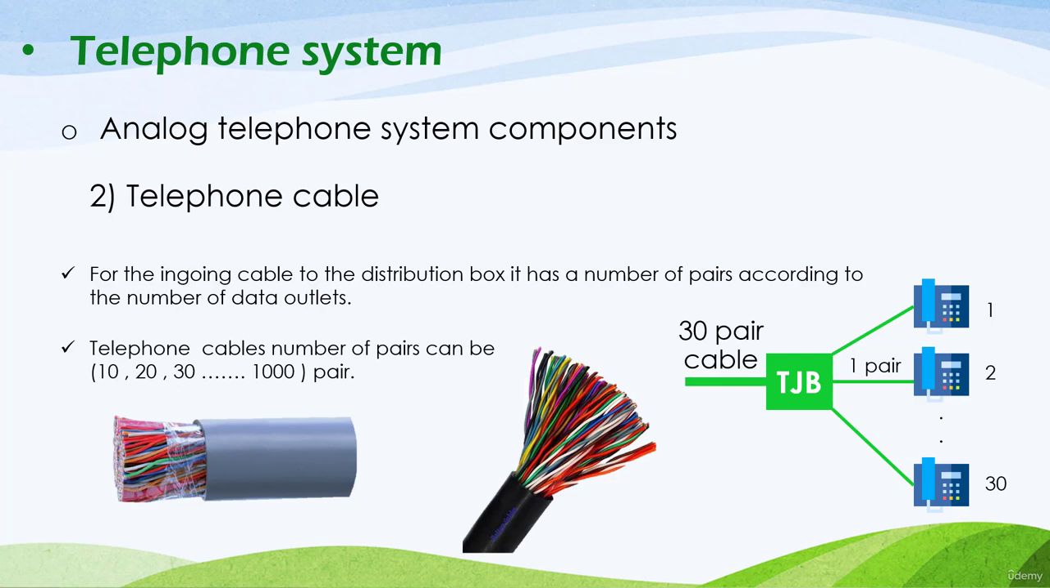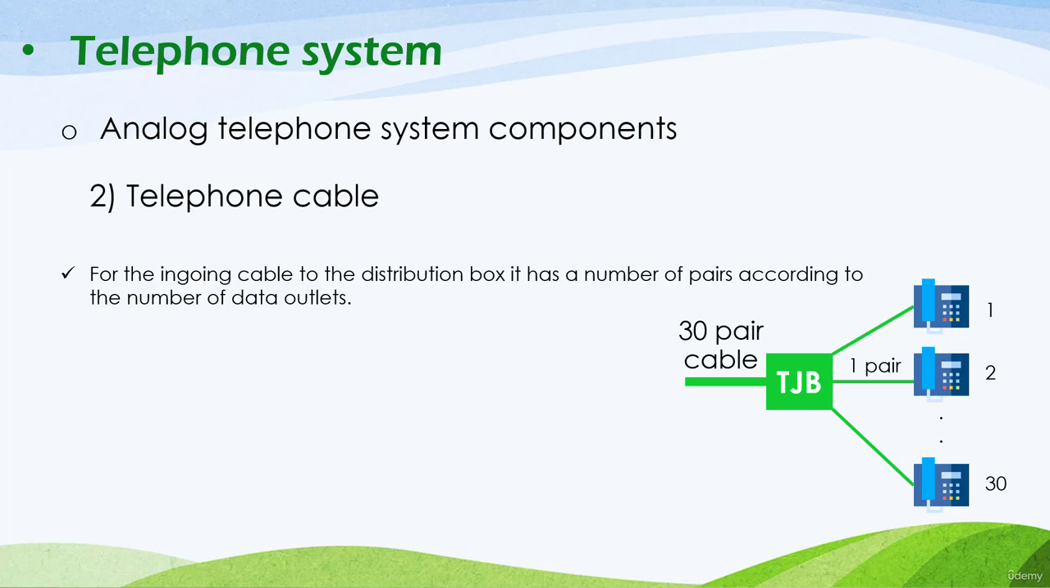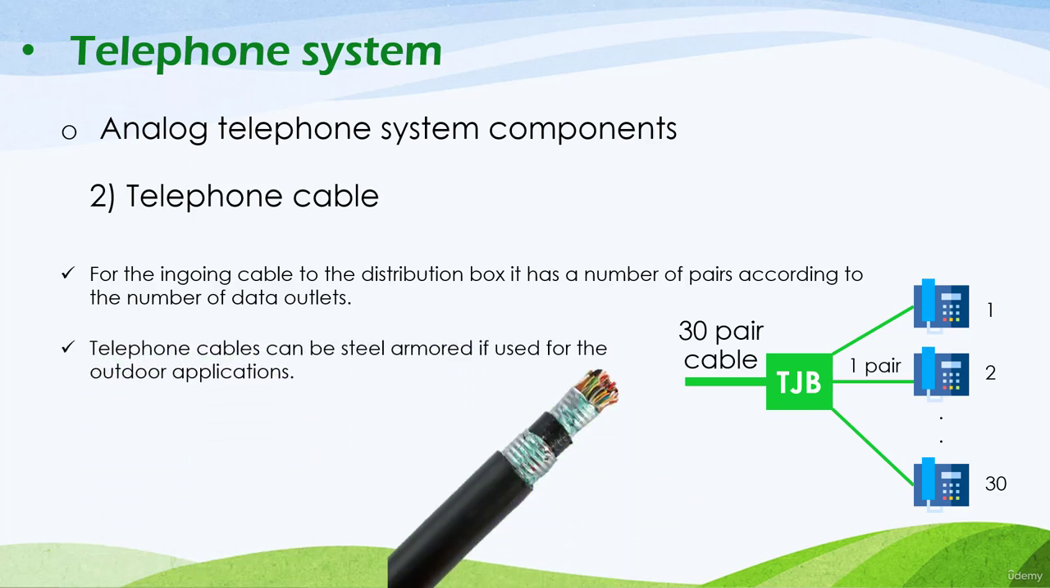Also, the next important note about the multi-pair telephone cables is that they can be steel armored, like this case here, where a steel jacket covers all of the inside pairs of the cable. This is to protect the cable from any mechanical shocks in case we use the cable for outdoor applications. For outdoor applications, the cables are susceptible to mechanical shocks or cuts. Hence, we reinforce the cable using steel armoring like this case here.